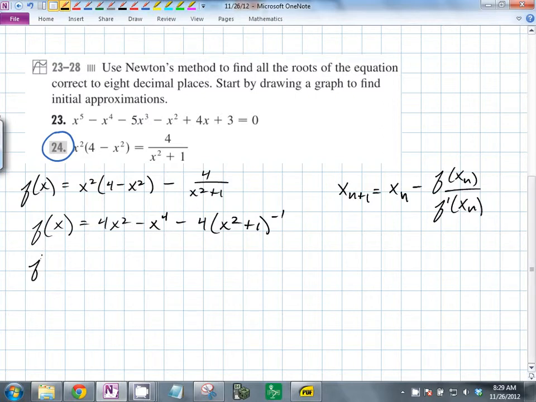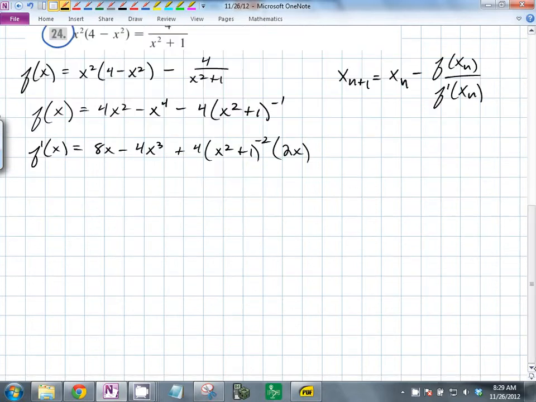We need to find the derivative. f prime of x. It's going to be what? 8x minus 4x cubed plus 4 times x squared plus 1 to the power times 2x. Now, you can simplify this a little bit if you want to. f prime of x is equal to 8x minus 4x cubed plus what? 8x over x squared plus 1 to the what? Squared, right.